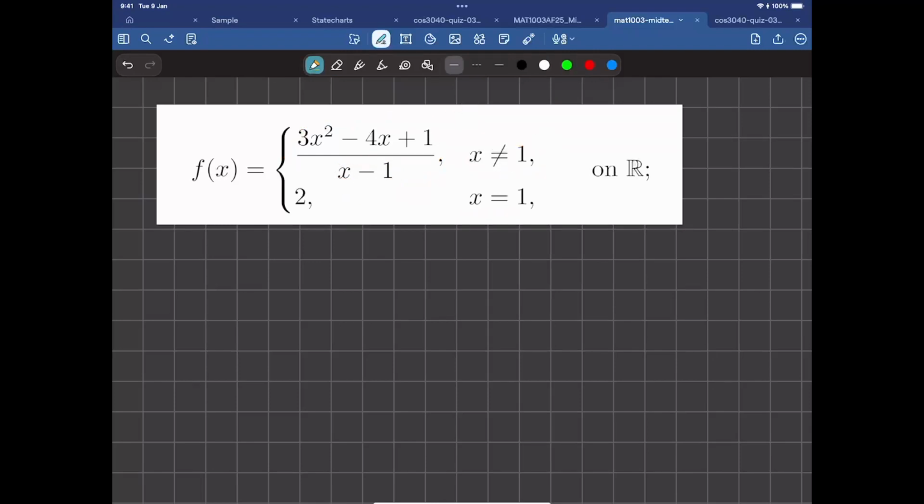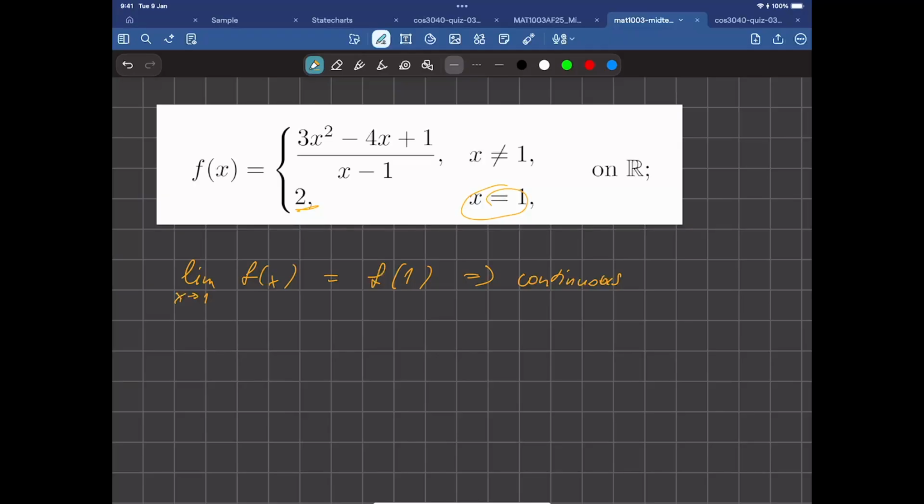However, as I mentioned, we need to evaluate the limit around x equals 1, and only if the limit is equal to the value at 1. So if the limit as x approaches 1 of f of x is equal to the value f of 1, then it's continuous, okay? So the function at that boundary point needs to have the same value as the limit around the point. If they're different, then there's a discontinuity, okay?